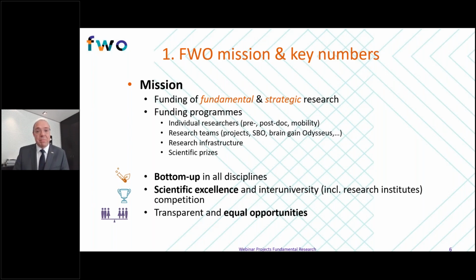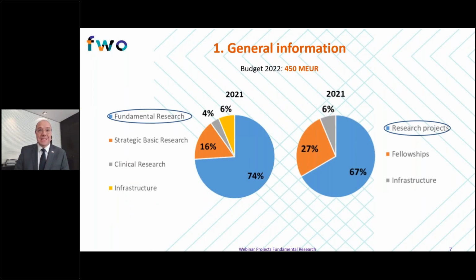FWO also stands for transparent and equal opportunities. So also on that point, you can find much more information on our website about research integrity and all these other interesting topics. FWO functions each year with an annual budget of 450 million euro. 3/4 of that budget is spent on fundamental research, and you see on the graphs also strategic basic research, clinical research, and infrastructure are among the different topics.